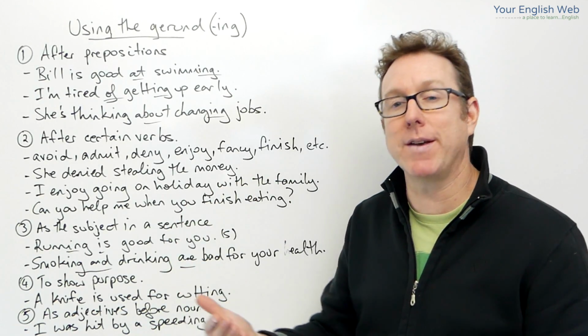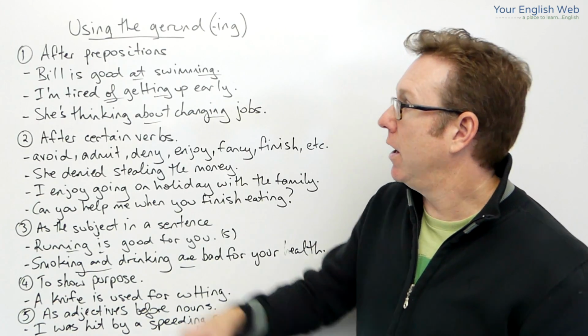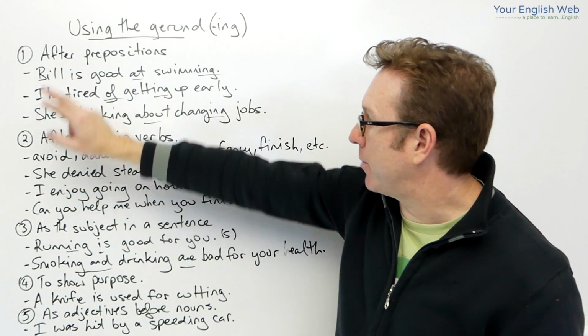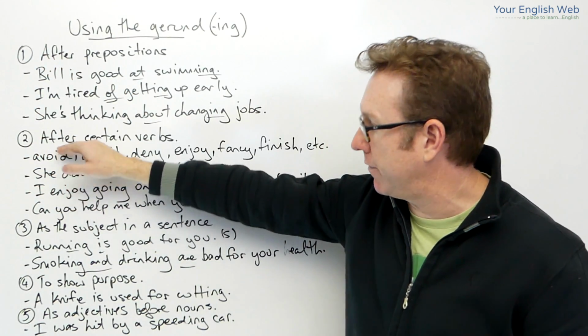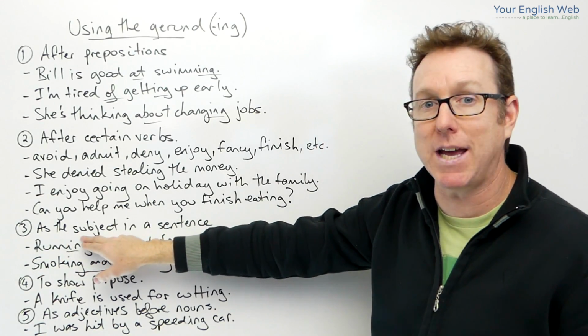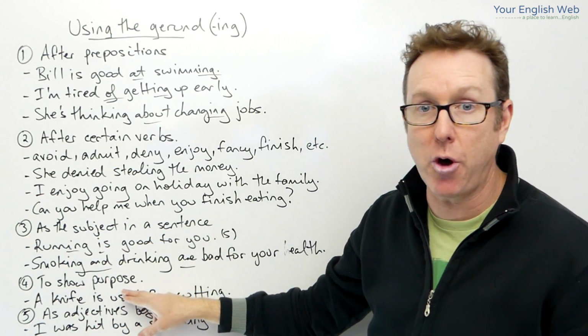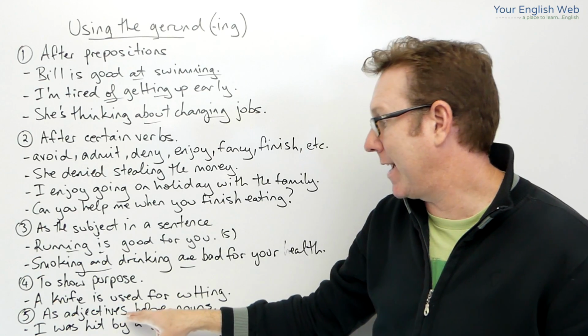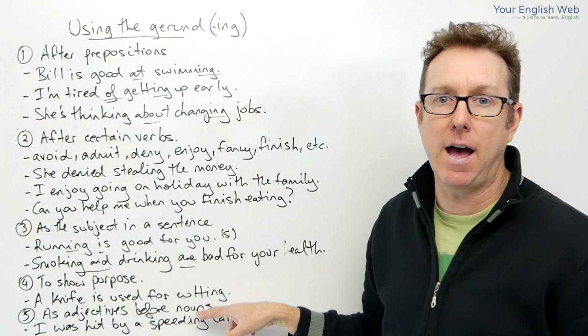So those are ways that we can also use the gerund. So we've got 1 after prepositions, 2 after certain verbs, 3 as the subject, 4 to show purpose, and 5 as an adjective before a noun.